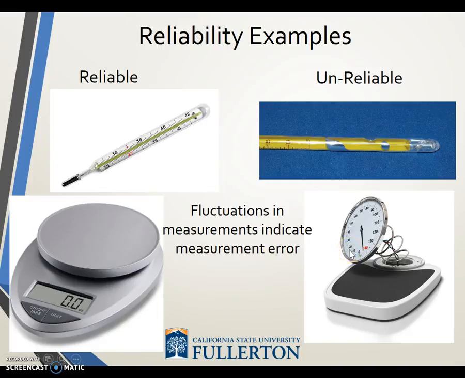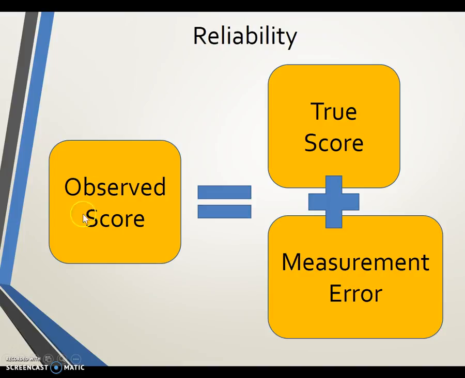So you want a consistent measure in all kinds of measures you're taking of human behavior and cognition and memories, all those sorts of things. So any kind of fluctuations in your measurement indicate measurement error. So what I mean by that is that anytime you take a measurement from this scale, from a temperature, from a survey, you're getting an observed score.